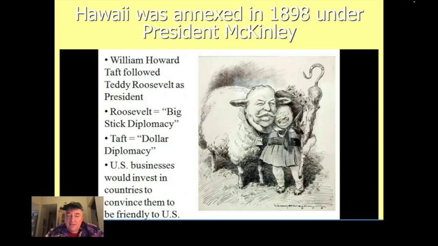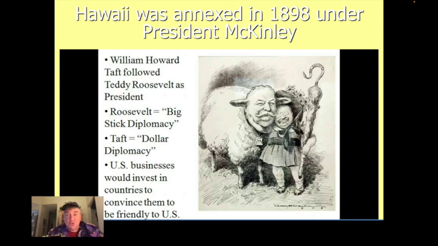Roosevelt says big stick diplomacy. Taft says dollar diplomacy. So basically, this is dollar diplomacy. U.S. business invest in countries in Latin America. We convince them to be friendly to the United States. We help them with their roads, their railroads, their infrastructure. We build up their trading partner abilities, and then they trade with us. They don't need Europe. They don't need anybody except us, right? We're their besties. And so that's going to build up trading partners. That's his dollar diplomacy is what I'm saying.